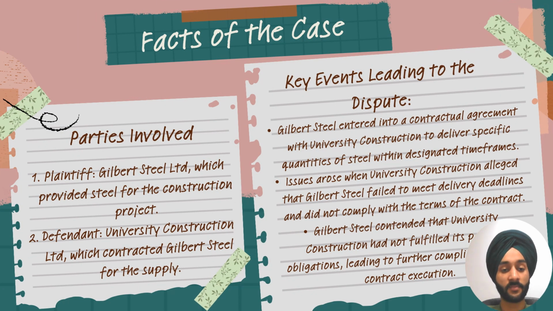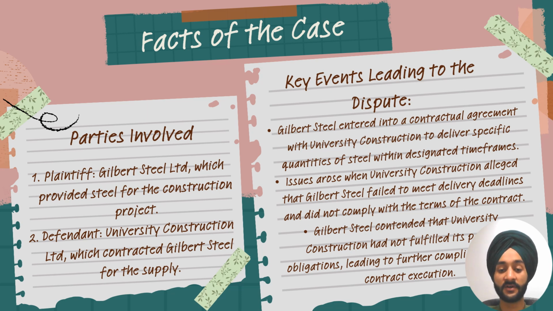Hello, I would like to talk about the facts of the case. First of all, parties involved. There are two parties involved in this case. First of all, the plaintiff, Gilbert Steel Ltd, which provided steel for the construction project. Secondly, the defendant, University Construction Ltd, which contracted Gilbert Steel for the supply.